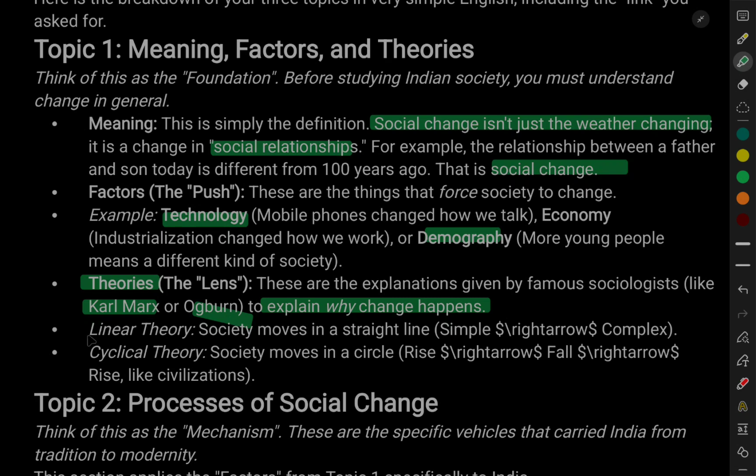And in the last part, we are going to study the linear theory and the cyclic theory, in which we see how society moves in a straight line or in a circle. In the straight line, it is simple, then it becomes complex. Whereas in the circular, it is rise, fall, rise, like a civilization.